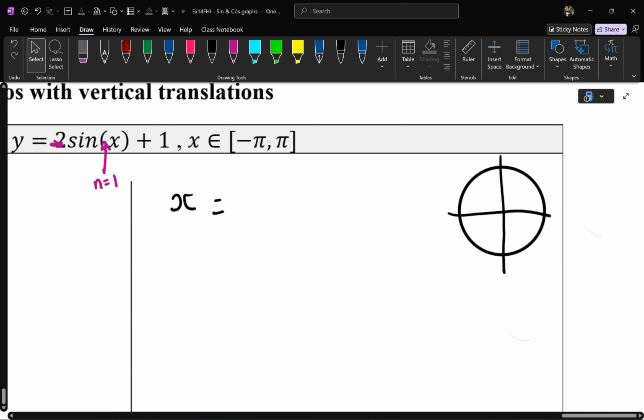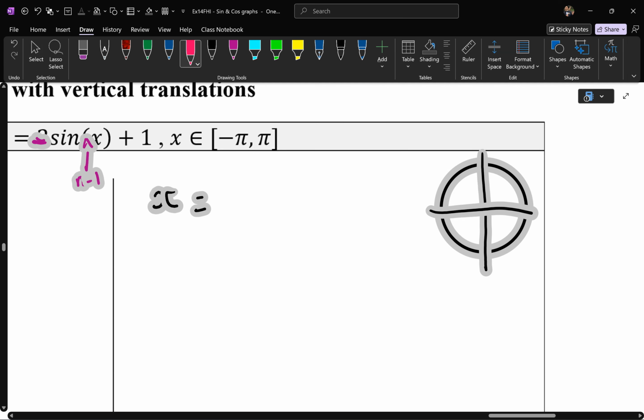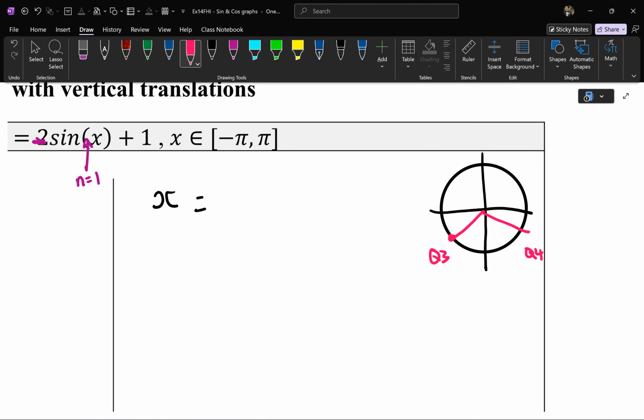So we know that's here, 3 and 4. Quadrant 3, quadrant 4. So you don't need to remember the ASTC. You're just looking at the coordinates. 3 and 4 is when sine is going to be negative.